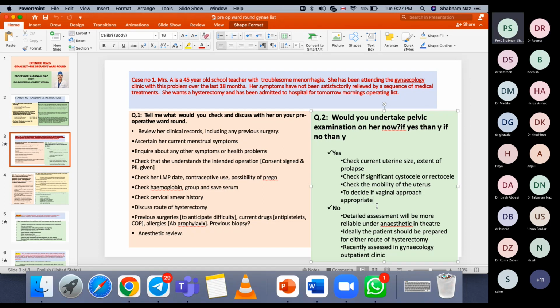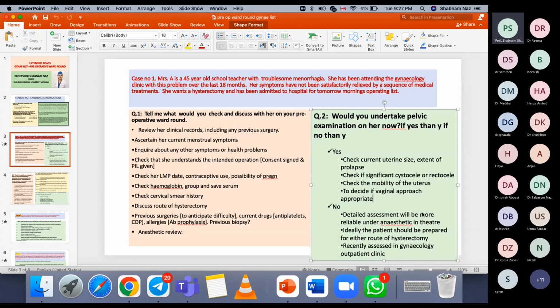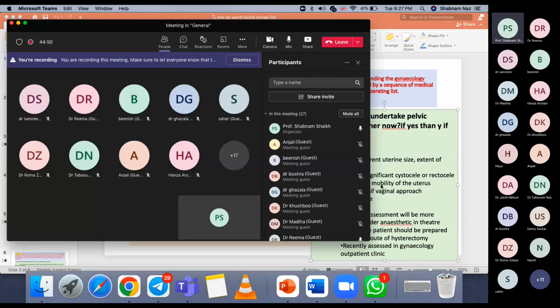Okay, अगर आप बोल रहे हो कि नहीं मैं नहीं करूंगी, you have to justify it. Yes वाला भी जस्टिफाइड करें, नहीं वाला भी जस्टिफाइड करें. अगर एग्जामिनर आपको वहीं पे अटका देता है कि नहीं करना चाहिए, ओके ठीक है, तो आपको वो भी जस्टिफाइड करना चाहिए. अगर मैं नहीं करूंगी तो क्यों नहीं करूंगी? Assessment will be more under anesthesia in the theatre, तो अभी मैं नहीं करूंगी, ठीक है. I'll do it under anesthesia because the patient is totally relaxed and it would be easier and findings are more appropriate. So the patient should be prepared for the route of hysterectomy.